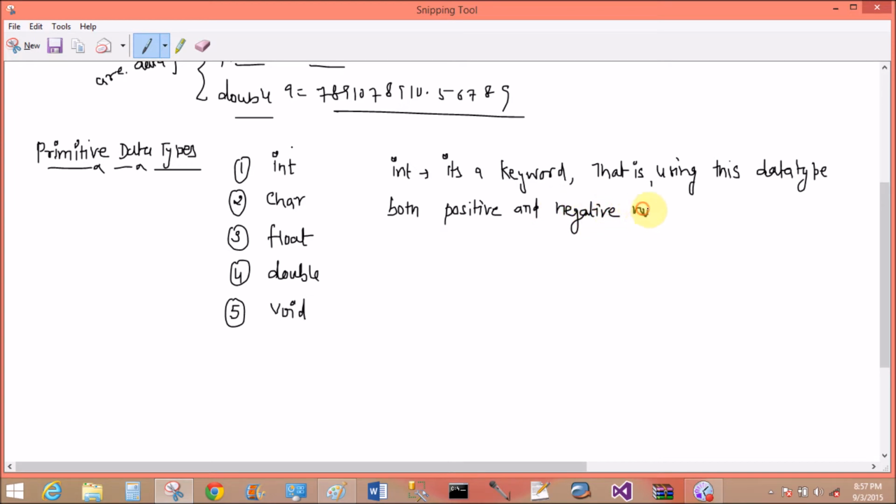What I say about the integer is that it is a keyword used as a data type for both positive and negative numbers. We can take both positive and negative numbers in integer type, stored in the memory. That is the type of the integer.